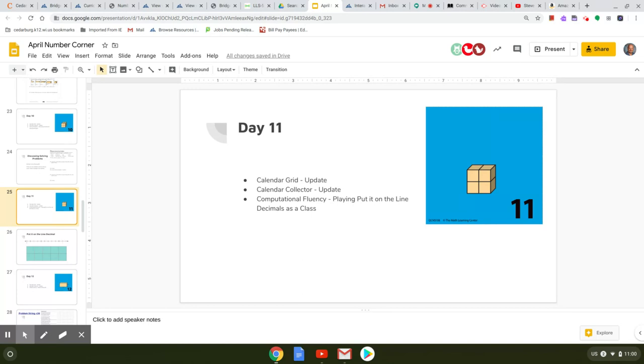So, let's take a look at what day 11 we have to do, right? Make sure we update our calendar grid. Our calendar grid marker is right here. Make sure you're looking at the width, the length, the width, and the height, and recording that down in cubic units or cubic centimeters. Right. Update your calendar collector.